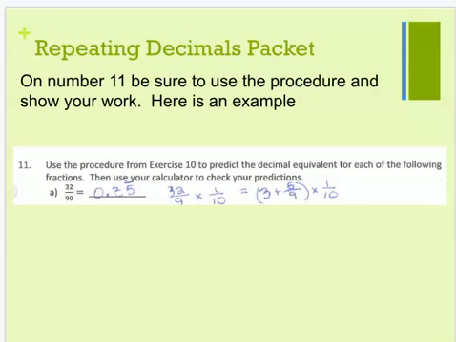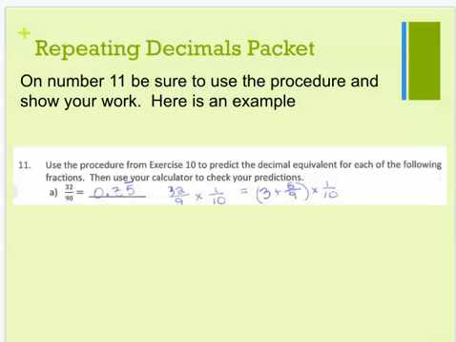On number 11, be sure to use the procedure that it outlines for you and show your work. So here's an example. So 32/90, how we figure out what the decimal equivalent is, we're going to use this strategy. We're going to write 32/9 times 1/10, and then we're going to split up the 32/9 into 3 5/9. You'll notice that 3 5/9 is 32/9. So if we split that up, then we can use the pattern that we already developed, where the 3 is not going to repeat, but the 5/9 is a 5 repeating to the right of the decimal.